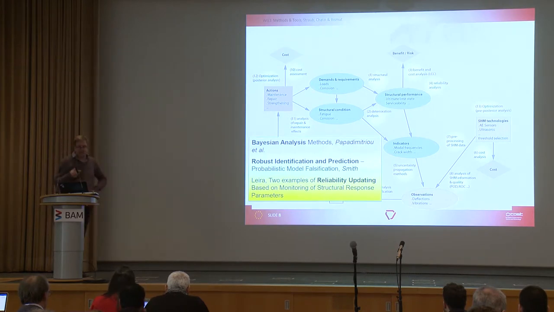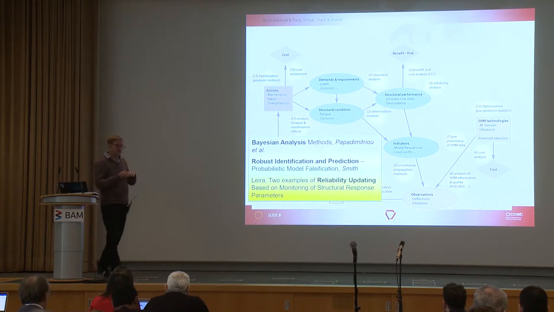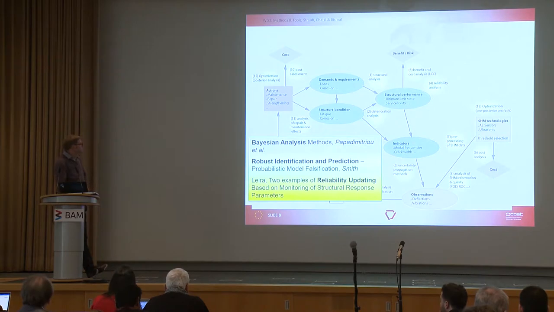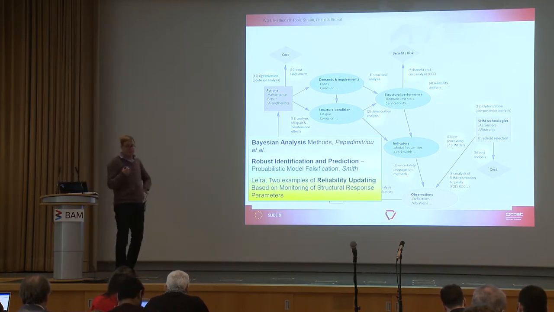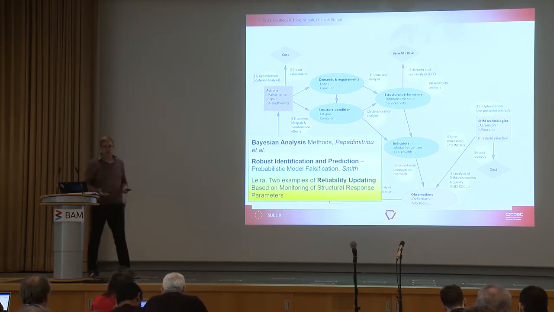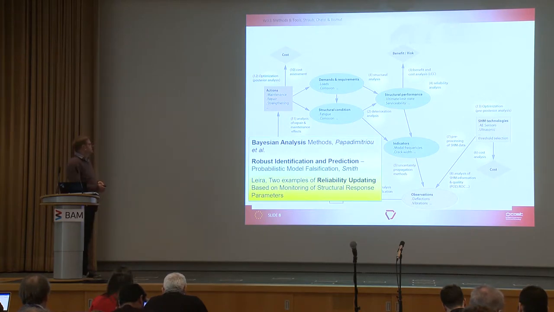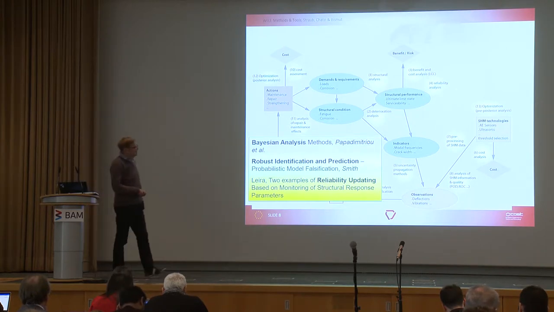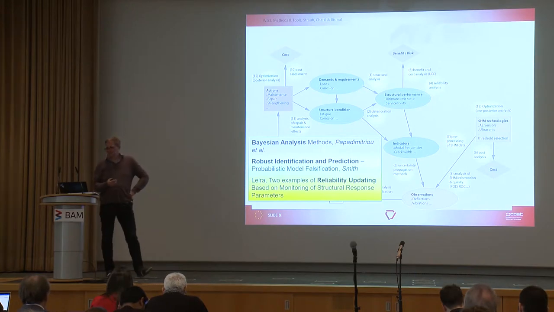We also have fact sheets that looked at something broader, on the methods as they were applied. We mentioned Bayesian analysis many times, and I'll come back to that here. Bayesian analysis is challenging in the context of real structural systems, where you deal with heavy models and relatively complex systems. And we also have a fact sheet on robust identification and prediction, which was mentioned before by Kostas.